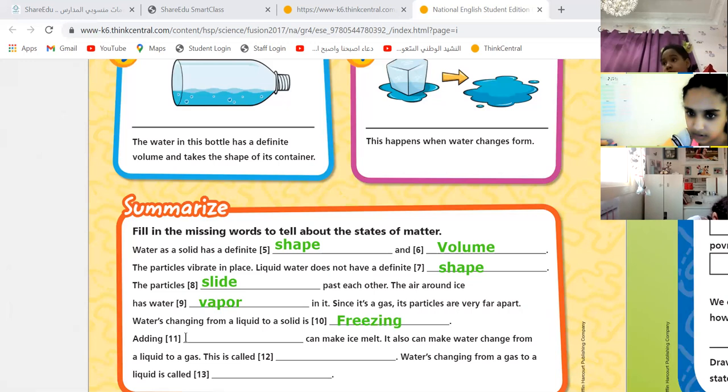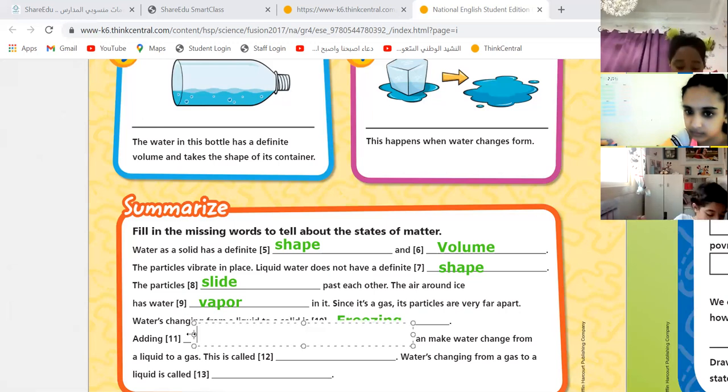Adding what can make ice melt? Number 11. Yes, adding what, number 11, can make ice melt? Adding heat. Excellent. Adding heat or energy.